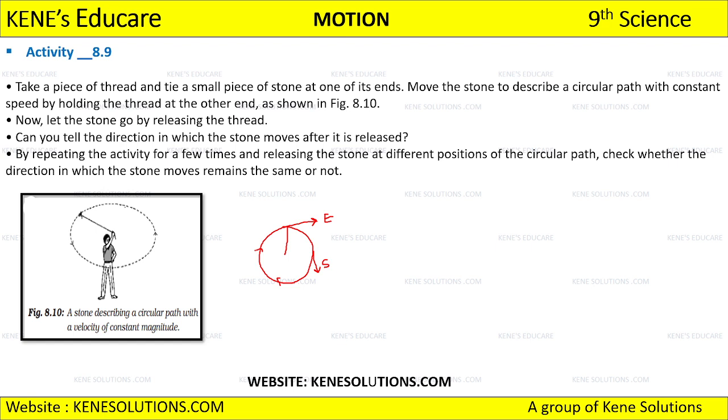Once we release the string, it removes the tension force, and now the stone becomes free because the tension force has been removed. So in that case the stone will become free again, and as a result the stone makes a straight line motion and goes away from its circular path in the perpendicular direction. Got it?